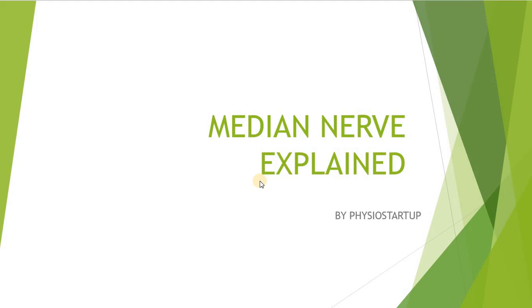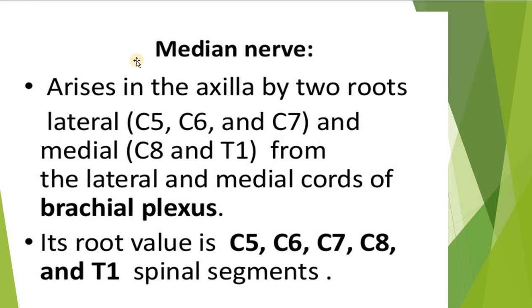Good morning, everyone. In this video, we are going to see about the median nerve, that is its course, relations, and its clinical importance. The median nerve arises in the axilla by two roots: the lateral root, C5, C6, C7, and the medial root, C8 and T1, from the lateral and medial cords of the brachial plexus. The root value is C5, C6, C7, C8, and T1.